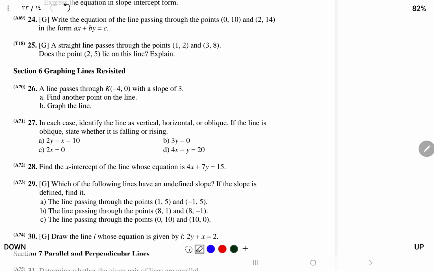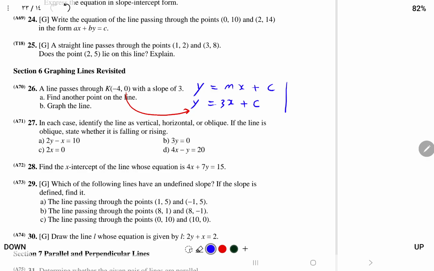Now, section 6, graphing lines revisited. A line passes through the point (-4, 0) with a slope of 3. Find another point on the line. First step, I need to find the equation of the line. y is equal to mx plus c. We are given the slope 3, so we replace 3 here: y equals 3x plus c. Now we take this point and replace it in the equation to find c.